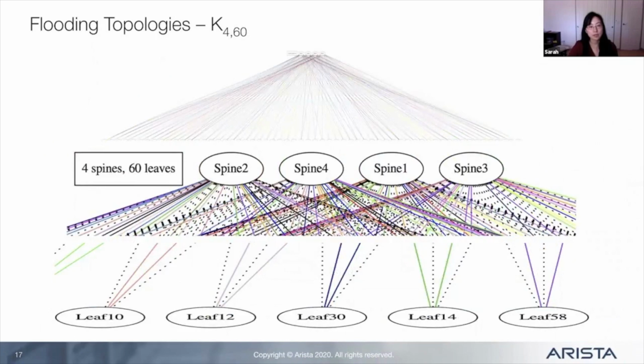This is a flooding topology for 4 spines and 60 leaves. Each leaf is connecting to all the spines, and only two links are chosen in the flooding topology.